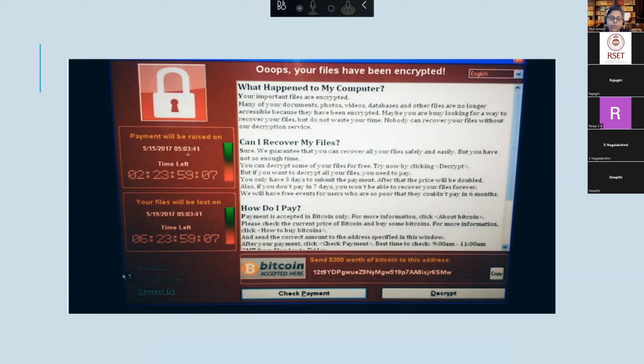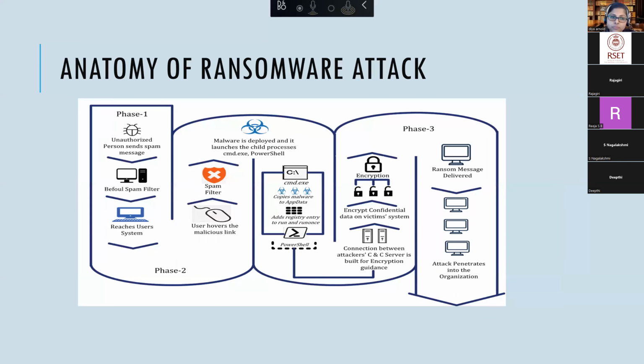So they actually put pressure on the victim to pay the ransom. There's a stipulated time they set. You can see that there's a timer here that clock ticks down, and you have a stipulated time to pay the ransom. So that's overall the anatomy of ransomware.